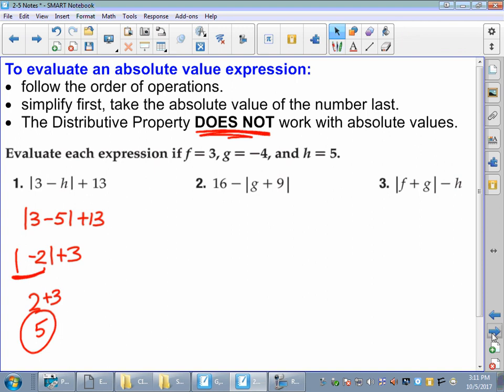For the second problem here, G is negative 4. So I'm going to replace, oh, my board's off. Give me 1 second here.